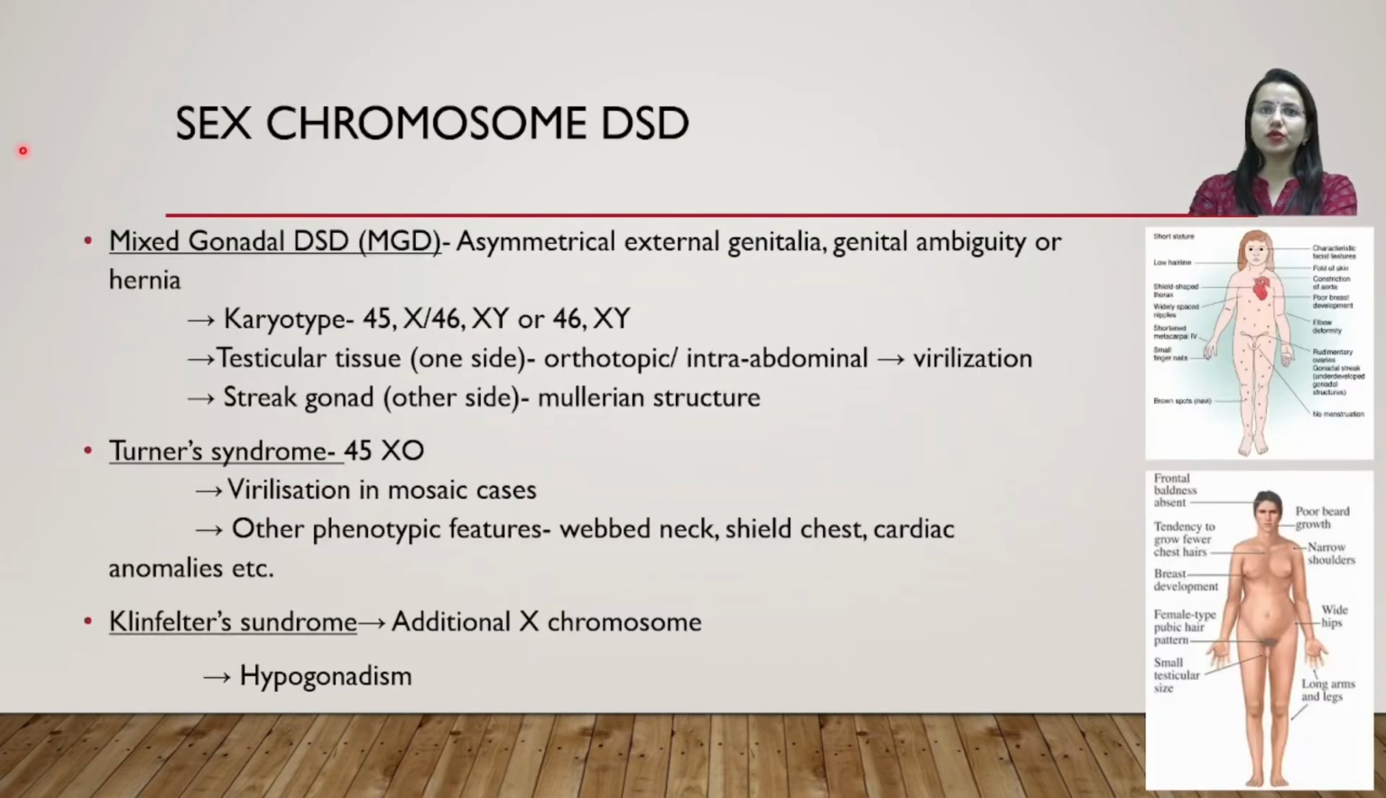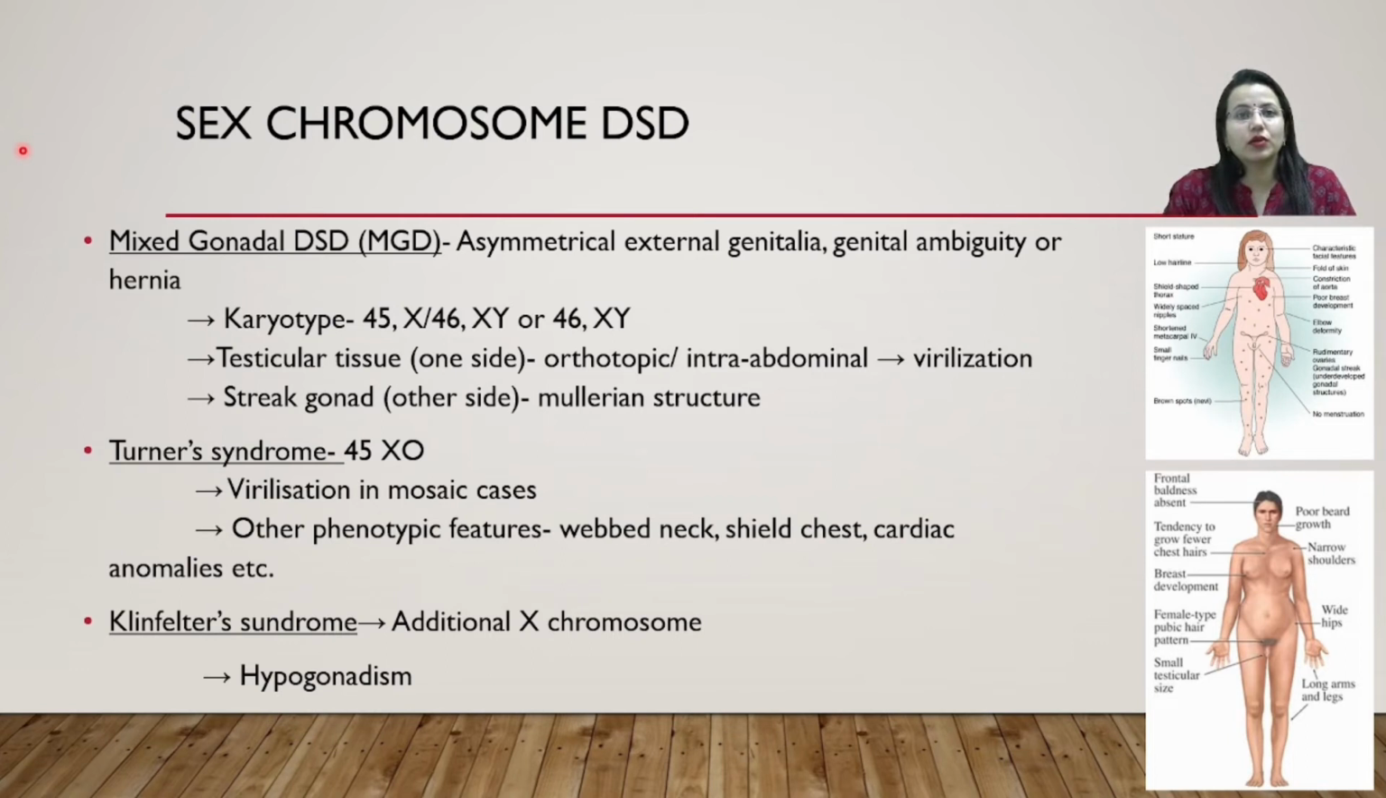Now, sex chromosome DSDs include mixed gonadal DSD, Turner syndrome or Klinefelter syndrome. Mixed gonadal DSD has asymmetry in the external genitalia, where there are better or well-defined scrotal folds on one side, while there is poor scrotal differentiation on the other side. There may be genital ambiguity or hernia seen in this patient.